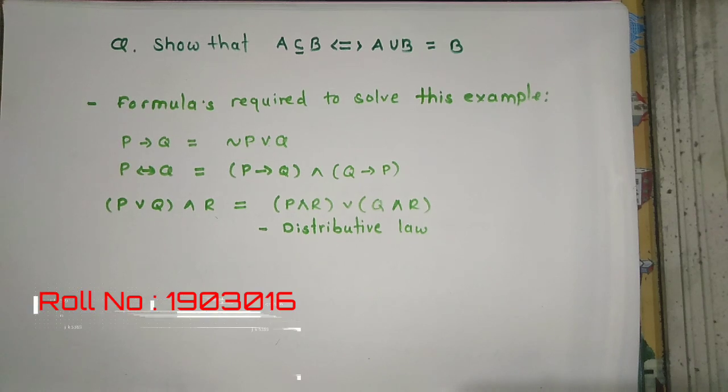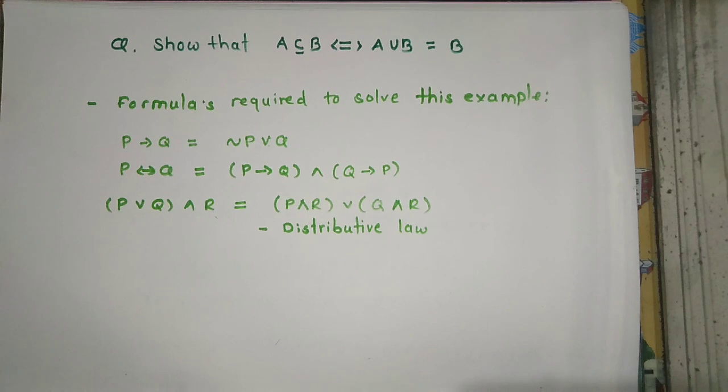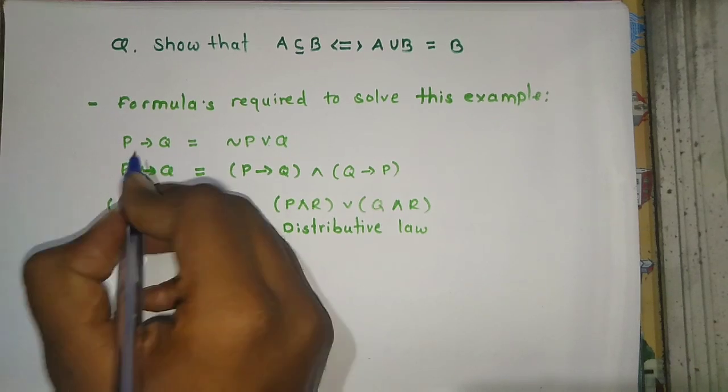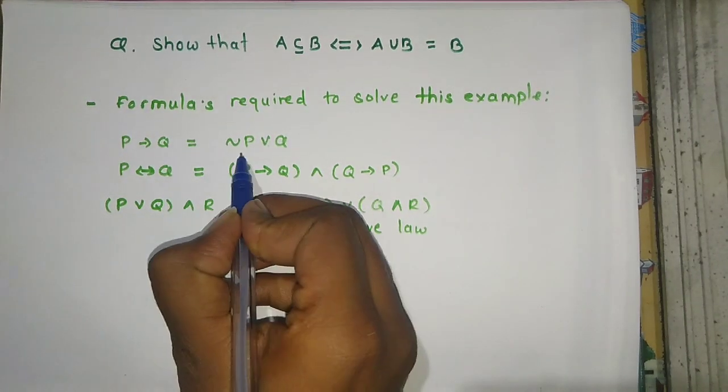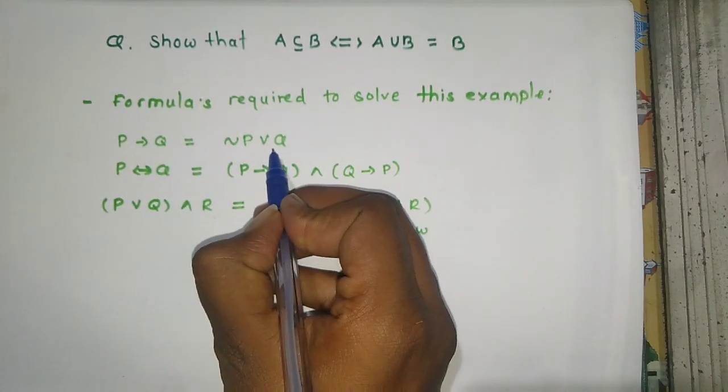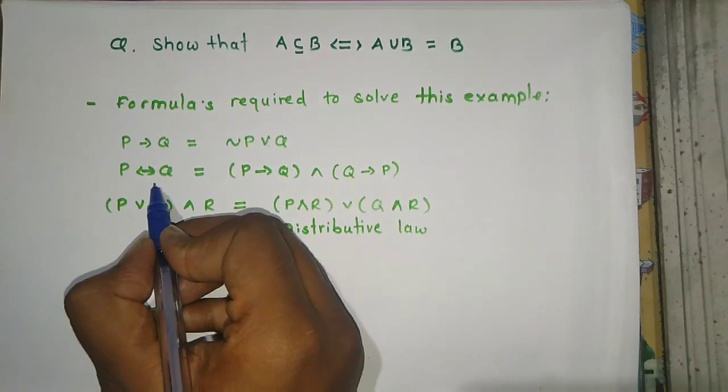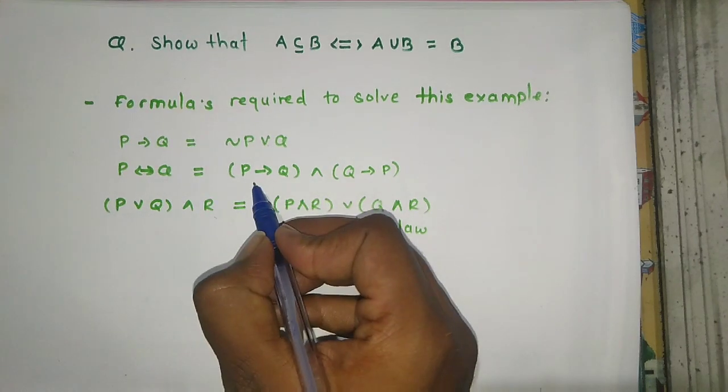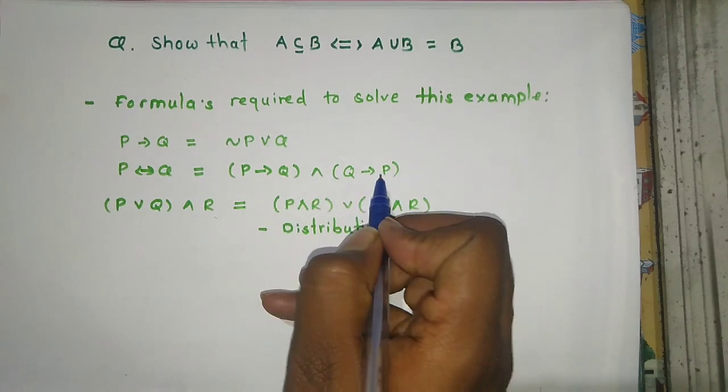Hello, in this video we are going to show that (A union B) double implies (A union B) is equal to B. For this equation we require some formulas to solve. These are as follows. P implies Q is nothing but negation P or Q. Second one is P double implies Q, which is P implies Q and Q implies P.